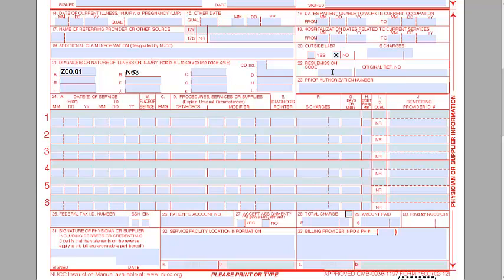Item number 22 is a resubmission code. This is not a resubmission, so we do not have to fill this out. Item number 23 is our prior authorization number. We did not have to get this annual physical pre-authorized, so we leave it blank.